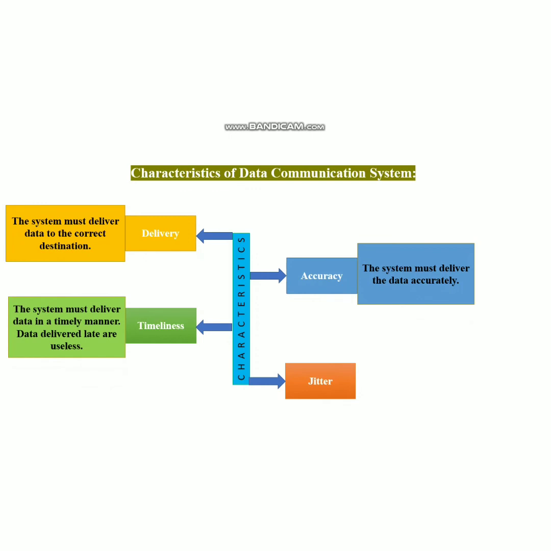In the case of video and audio, timely delivery means delivering data as they are produced, in the same order that they are produced and without significant delay. This kind of transmission is called real-time transmission. The last one is jitter, which refers to the variation in the packet arrival time. It is the uneven delay in the delivery of audio or video packets.